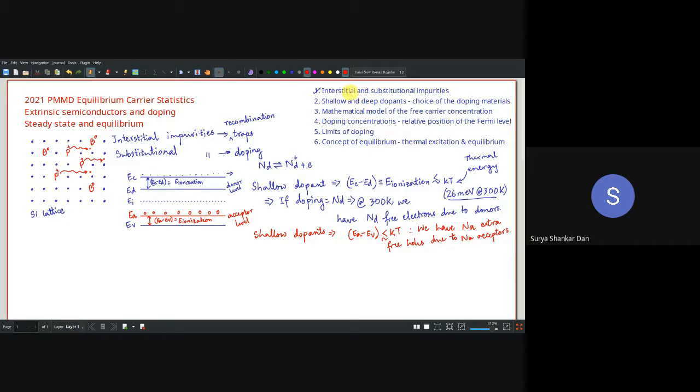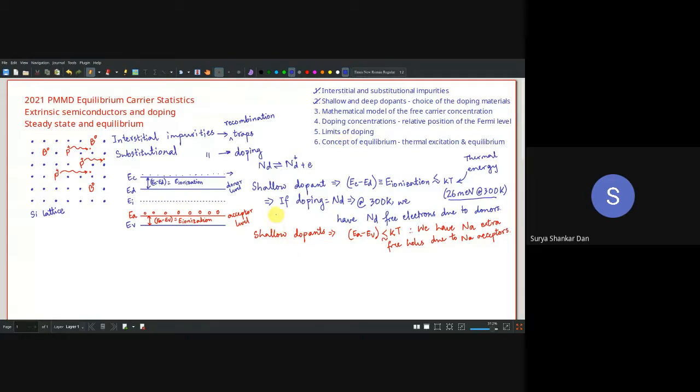Shallow dopant means the dopants are close enough to either the conduction band edge or the valence band edge such that the difference is less than or in the order of kT at room temperature, so that even at room temperature we can confirm that whatever is the doping concentration, we are going to have the same number of free electrons or free holes. समझ में आ गया? So this is the shallow dopants. Whatever theory we are going to do in this course is always for the shallow dopant. So that's why the shallow dopant concept is so important.